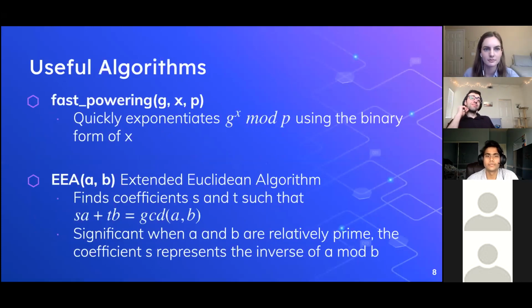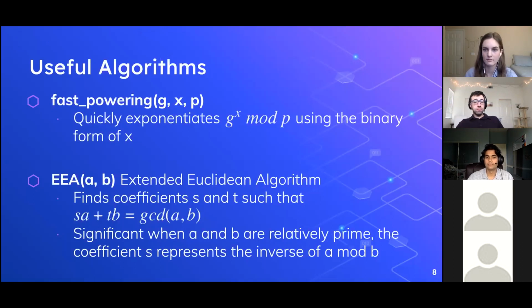All right, so before we get started on the bigger picture, we want to talk about some of the smaller, more useful algorithms that we use to help us get there. The first one is fast powering. Like Maddie mentioned, we want it to be as scattered as possible, and part of that involves exponentiating large x's. We want to do this quickly using the binary form of x, and we'll show you how that works. Another useful algorithm is the extended Euclidean algorithm.